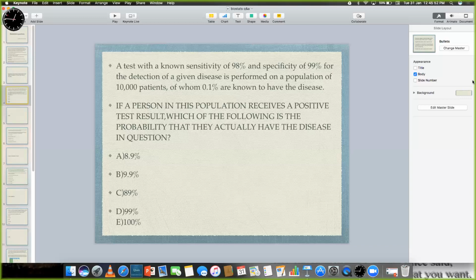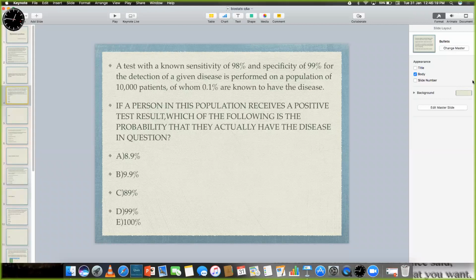Okay? So now, if a person in this population receives a positive test result, which of the following is the probability that they actually have the disease? We talked about positive predictive value and negative predictive value yesterday. So how sure are you that if my test result is positive, I'm likely to have the disease is what is told by positive predictive value. Okay?